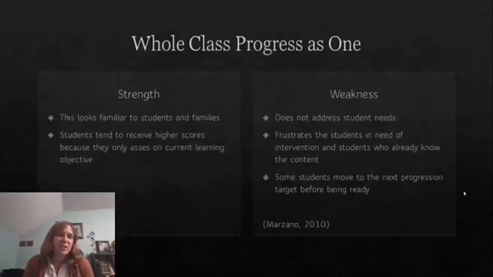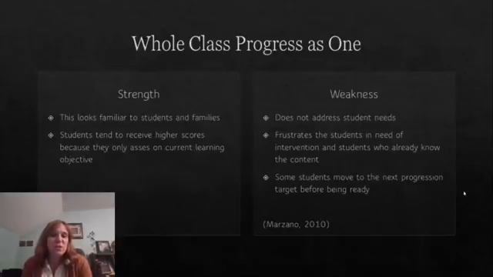Some of the strengths of that is it looks familiar to students and families. It's very similar, even if it's standards based, to what our students are facing now, that unit to unit, day to day progression. Another strength is students tend to receive higher scores because they only assess on that current learning objective. Some of the weaknesses of that is it doesn't always address our students' needs and the intervention or extensions when the whole class progresses as one.